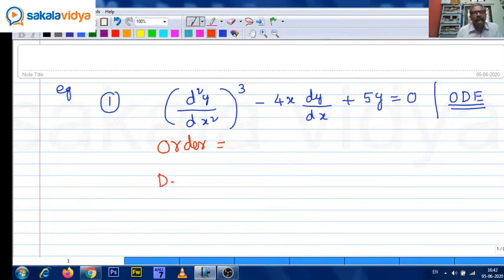Degree we can discuss. First check in this equation. Here the highest derivative, the differential coefficient, is d2y by dx square. Order is 2. What is degree? Degree is the power of the highest order derivative involved in the equation.